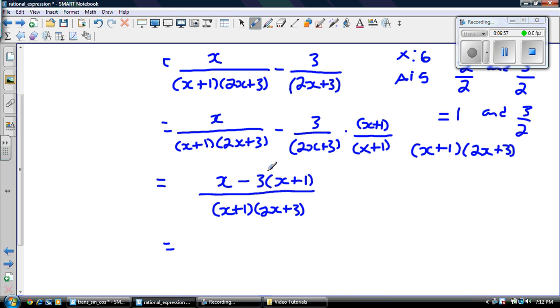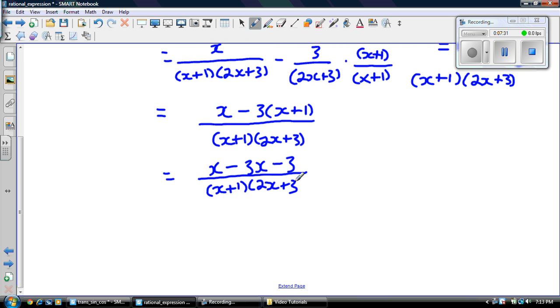I'm going to distribute through with a negative 3. So make sure that your signs change. If you do it at this step, you got to recognize that that's affected by the subtract sign here. That makes this whole thing essentially negative, so be careful. So I have x minus 3x minus 3 all over x plus 1, 2x plus 3.